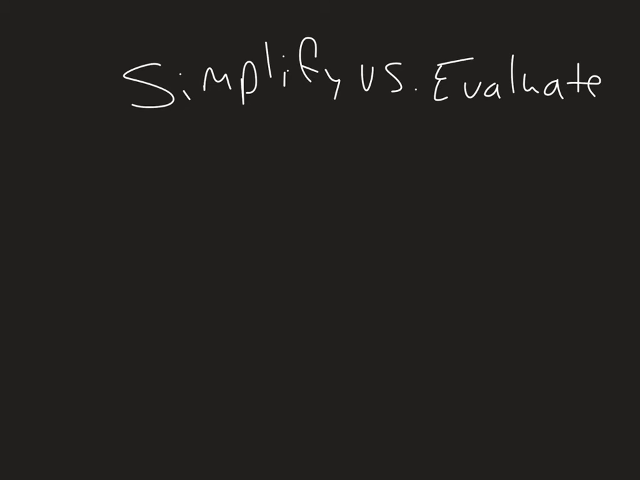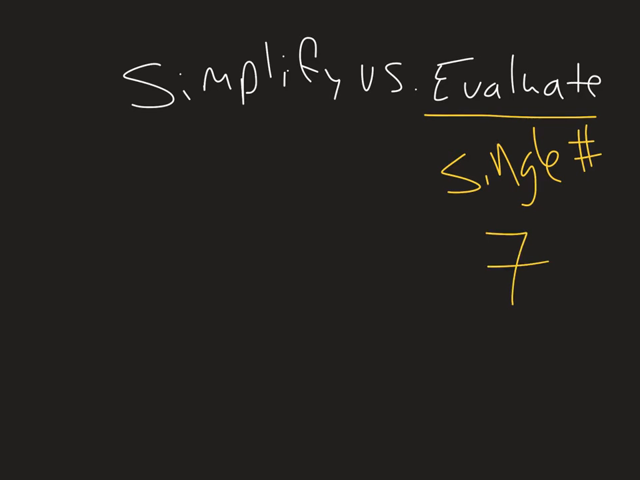So before we get into examples, let's talk about some vocabulary. So the difference between simplification and evaluation. When you're evaluating, you're looking for a single number. So like, for example, 7. So the idea is I'm going to work an expression all the way down until I get to a single number.